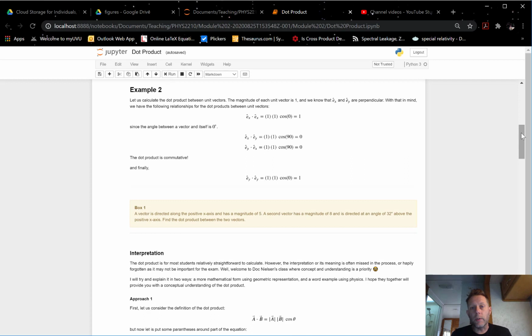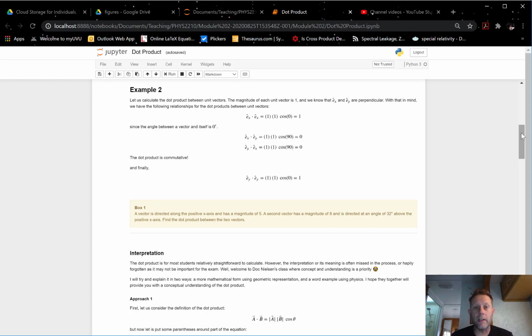Okay, example number 2 is, I think, rather important for the next way to define the dot product, and that is to find the dot product between unit vectors. So unit vectors are characterized by the fact that they have a length of 1, and the unit vectors that we have in what we call the Cartesian coordinate system are a unit vector along x, a unit vector along y, and a unit vector along z. In this example, we will consider unit vectors x and y. Those two unit vectors are perpendicular to each other, and therefore the angle between them is 90 degrees.